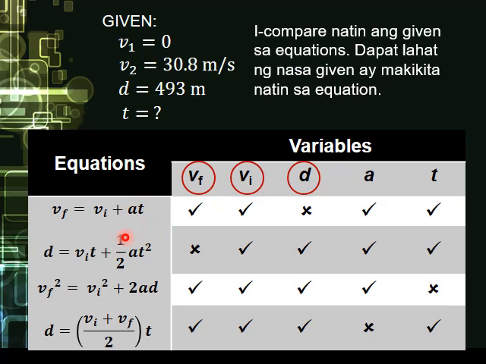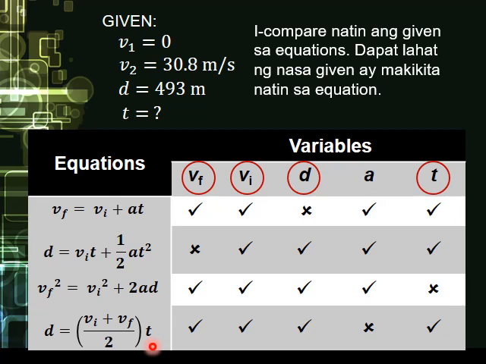Okay, so hindi natin to pwedeng gamitin. Ang natitira na lang ay itong dalawa. Dito merong D at saka dito meron din. Ibig sabihin, nakalimit na lang tayo sa pagpipilian sa dalawang equation na to. This time, kailangan nating hanapin kung nasaan yung merong D. So, between the two, nandito yung makikita yung merong variable na D.